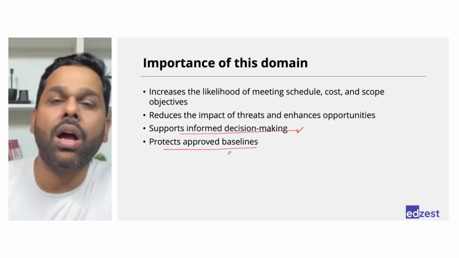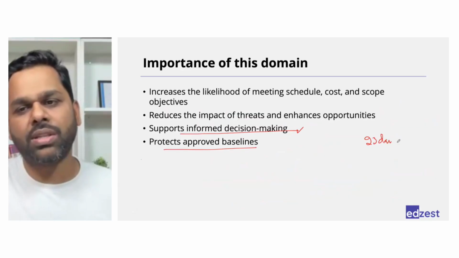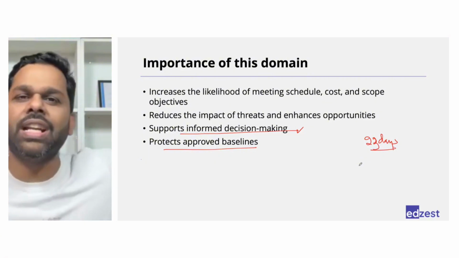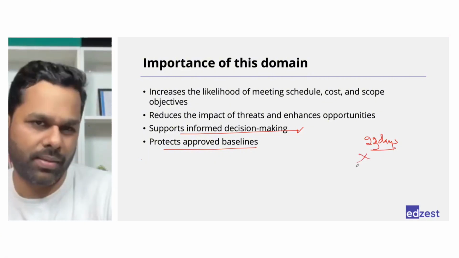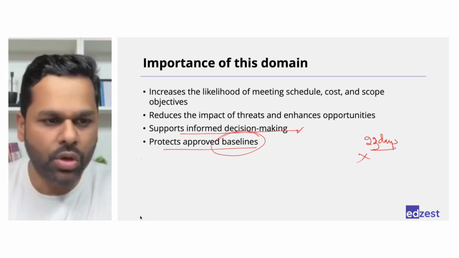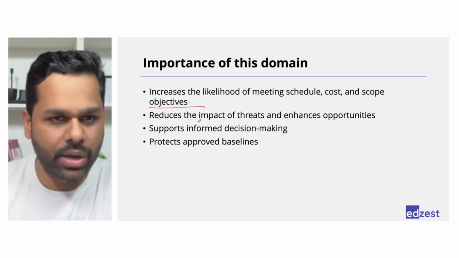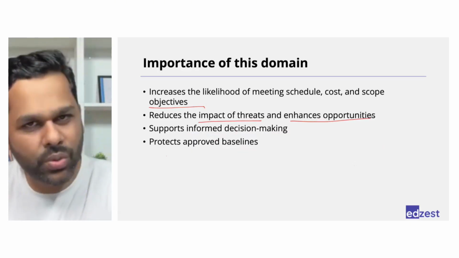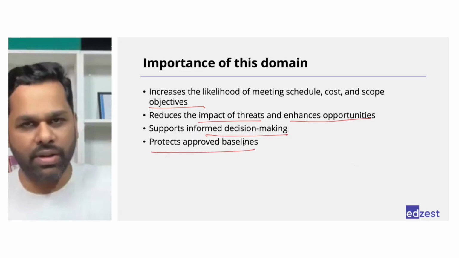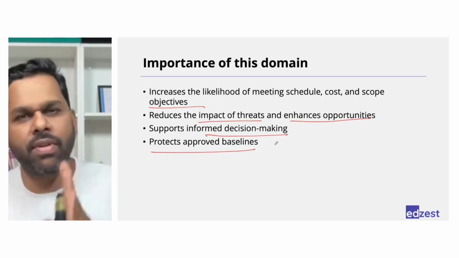And it also protects the approved baselines, whatever the baselines are approved. So if it is 23 days and you know that this 23 days delivery timeline of the supplier would result in the project getting delayed even further, then you will not work with that supplier. You will stick to the baselines. Right? So risk managed well helps us in meeting our objectives, reducing the impact of threats, enhancing the opportunities, taking better decisions in the project, and protecting the approvals that we have received. Approved targets, approved baselines. That's why risk management is very, very important.